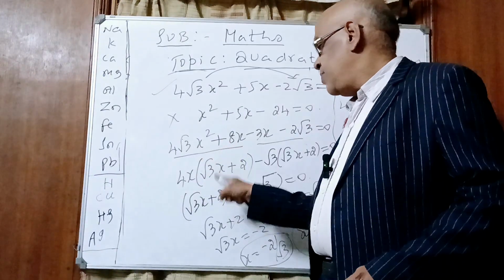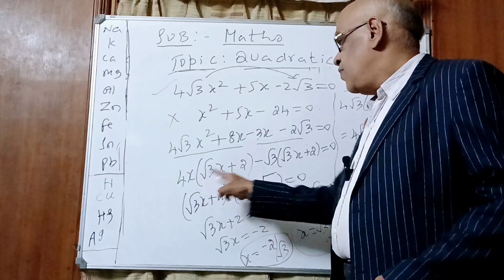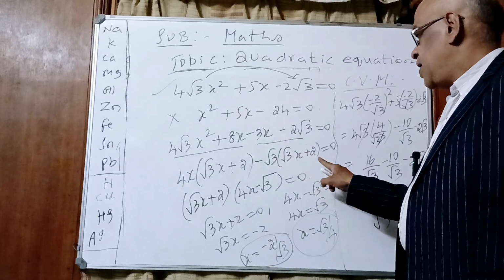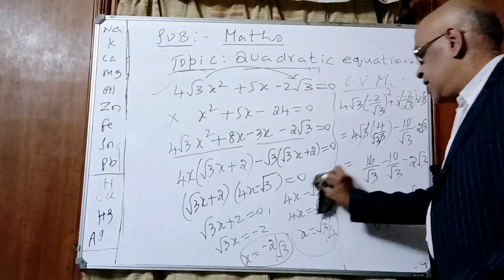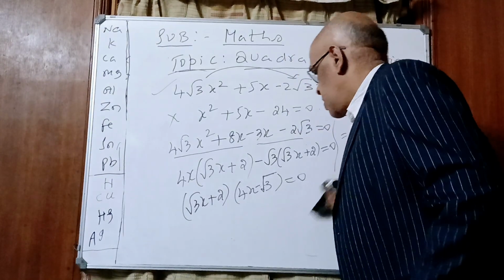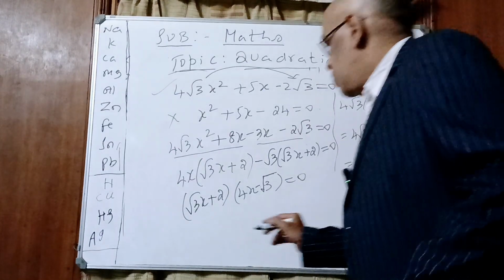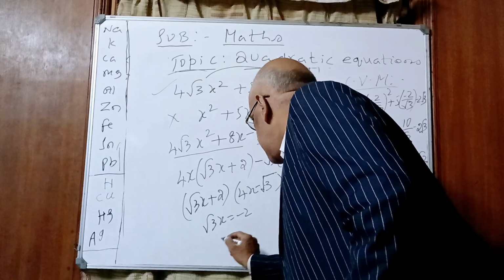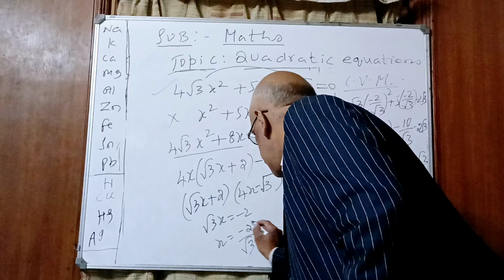Here root 3x remains plus 2. 4 into root 3, 4 root 3x into x square, 4 to the 8 minus root 3. Root 3x plus 2, because the sign changes. Then what are our answers? Root 3x equals minus 2, so x equals minus 2 by root 3.